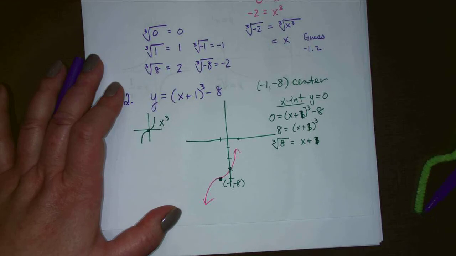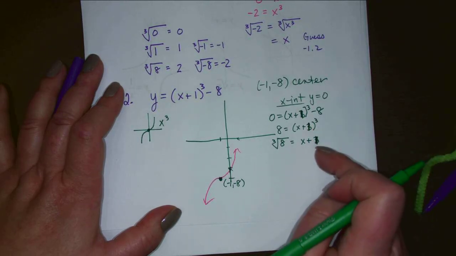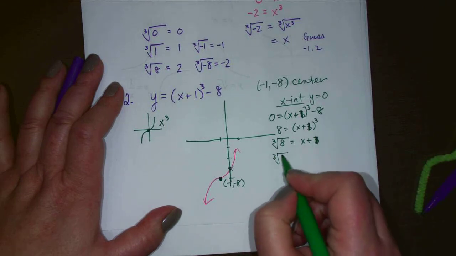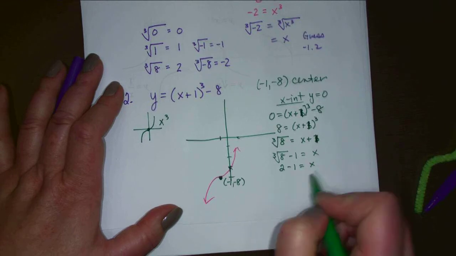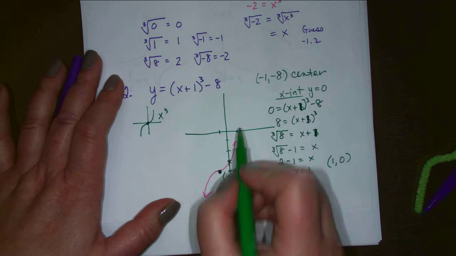Okay, now what? Did you see how I got from here to here? When you take the cube root, it cancels that out. And then move the 1 over. So the cube root of 8 minus 1 equals x. What's the cube root of 8? So x is 1. Write it as a point. So 1, 0 is here.